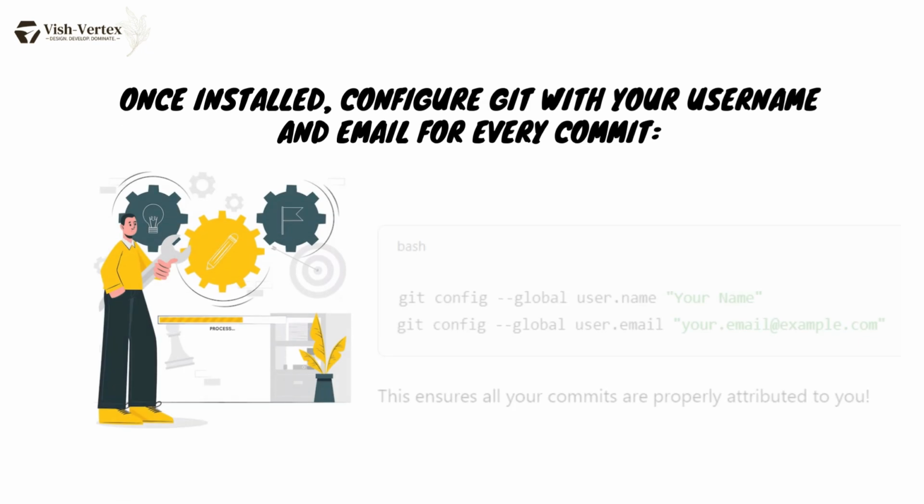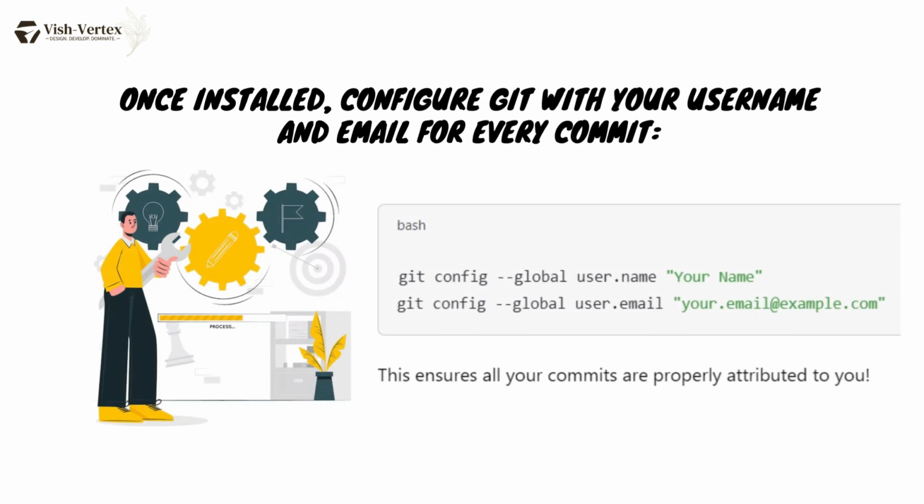Now here's a little gem for you that will make your life a whole lot easier after installation. When you first set up Git, you should configure your username and email. Trust me, it's super important. Just run these commands in your terminal: git config --global user.name "your name", git config --global user.email "your.email@example.com". This way, every commit you make will have your info attached to it. It's like putting your signature on your work. Plus, it helps you collaborate with others on projects without any confusion.